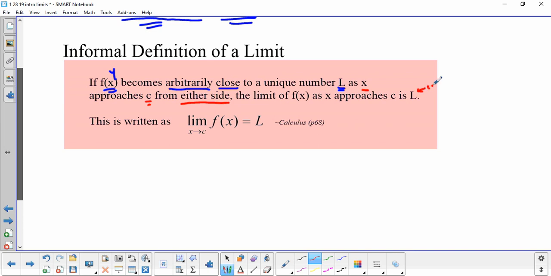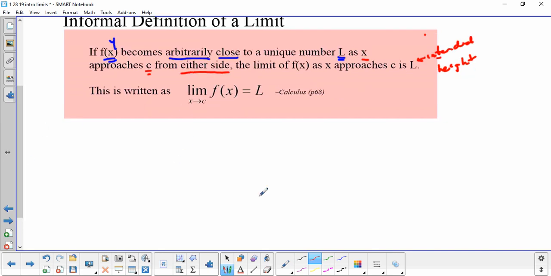That's our intended height. And then we write this in this limit notation. So this is what it would kind of be. If we had a graph, let's just look at this graphically. My axes are not exactly perfect, so I apologize.